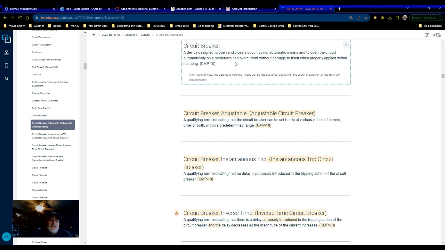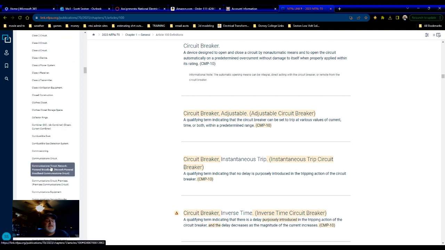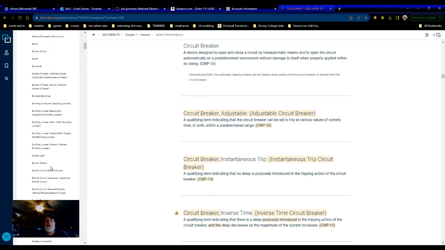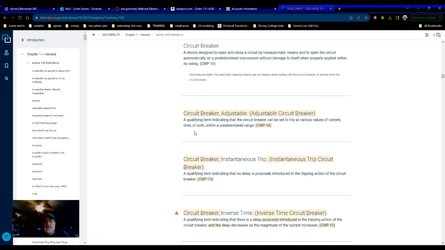Again, I'm not expecting anyone to be able to remember all these terms. Be familiar with them. Understand that this is how you find the information about it. Okay? That is going to be in Chapter 1, Article 100.